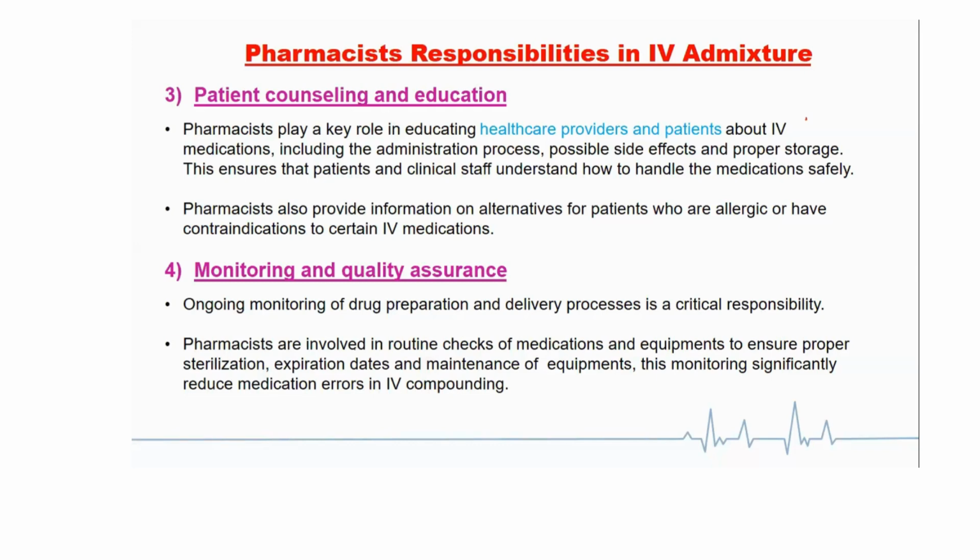Monitoring and quality assurance is one of the responsibilities of pharmacists in the IV admixture unit. Ongoing monitoring of drug preparation and delivery processes is a critical responsibility. Pharmacists are involved in routine checks of medication and equipment to ensure proper sterilization, expiration dates, and maintenance of equipment. This monitoring significantly reduces medication errors in IV compounding.